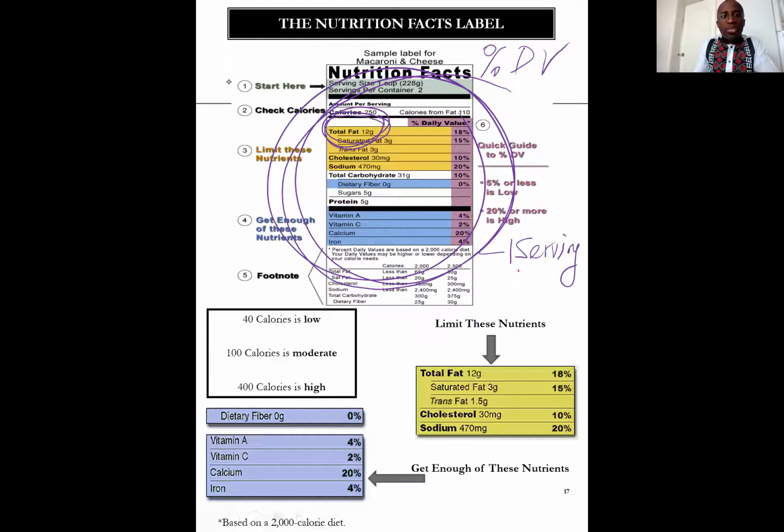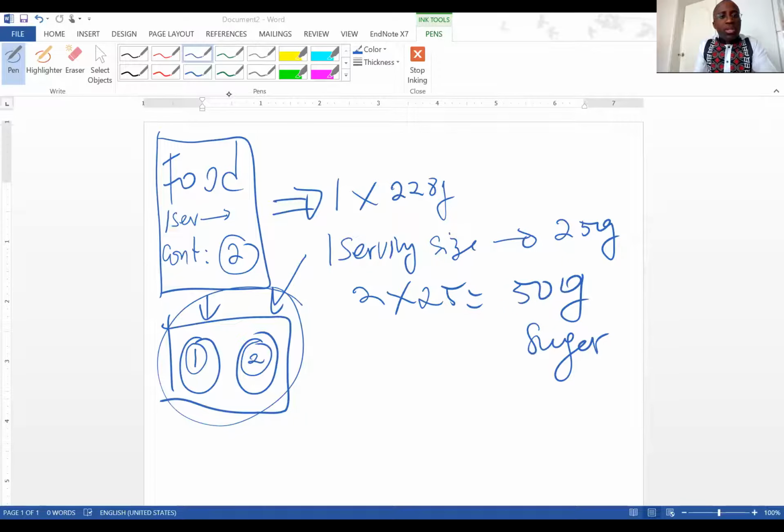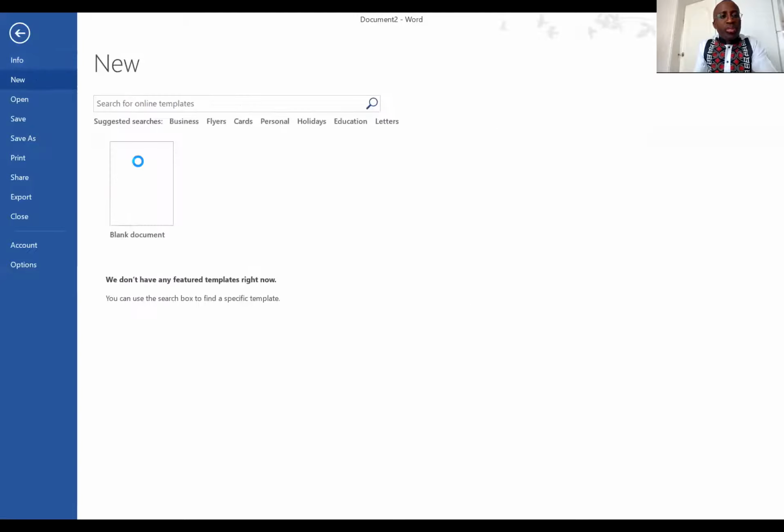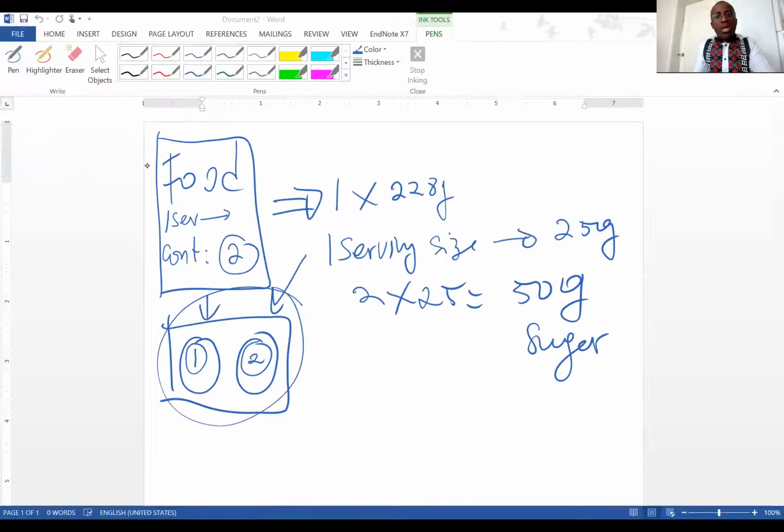Let me stop the sharing here and I'm going to open another page. All right. So I'll go here. Let me just open a clean one. So percentage daily value.